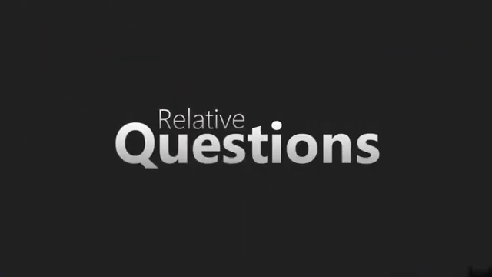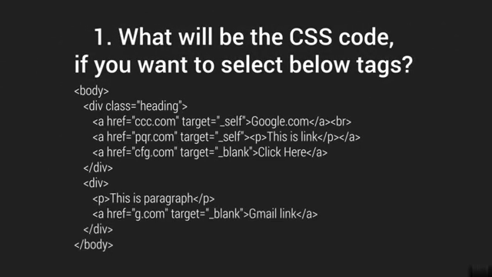Let's talk about a relative question. What will be the CSS code if you want to select all the anchor tags which begin with letter C and have target value blank? Also, that anchor tag should be the direct child of the div having class attribute set as heading.